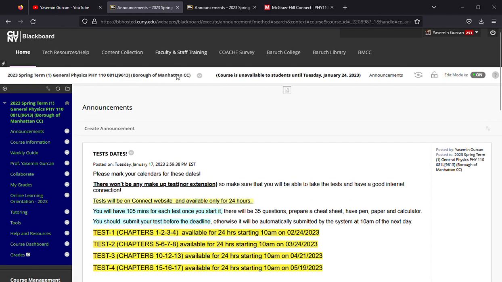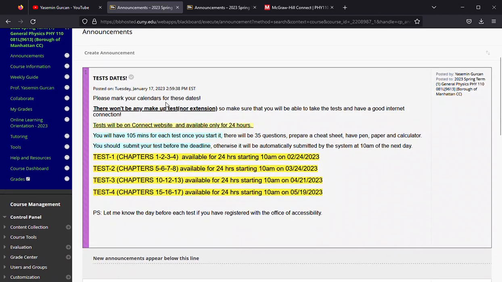When you log on to Blackboard and get into the lecture section, you will see them here. I keep the test open for 24 hours, so please put some marks or reminders in your calendar to not miss these tests, and they're not going to be changed. The dates of the tests are fixed, and there's not going to be any extension or makeup, so don't miss them, okay? I keep them open for 24 hours.